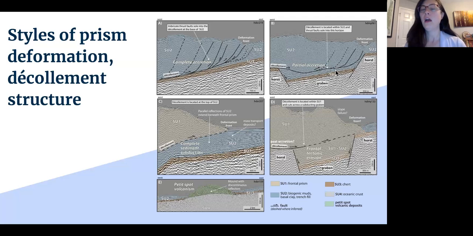In another end member, the décollement can step down into the graben and back up over horsts and will partially accrete the uppermost portion of these incoming sediments and subduct the lower portion. In a third end member, there's nearly complete subduction of the incoming sediment section underneath the frontal prism here in gray. And in the last end member, there's essentially no sediment accretion, but instead the décollement is planar and cuts across deep subducted graben, allowing for the subduction and potential frontal tectonic erosion of frontal prism materials.